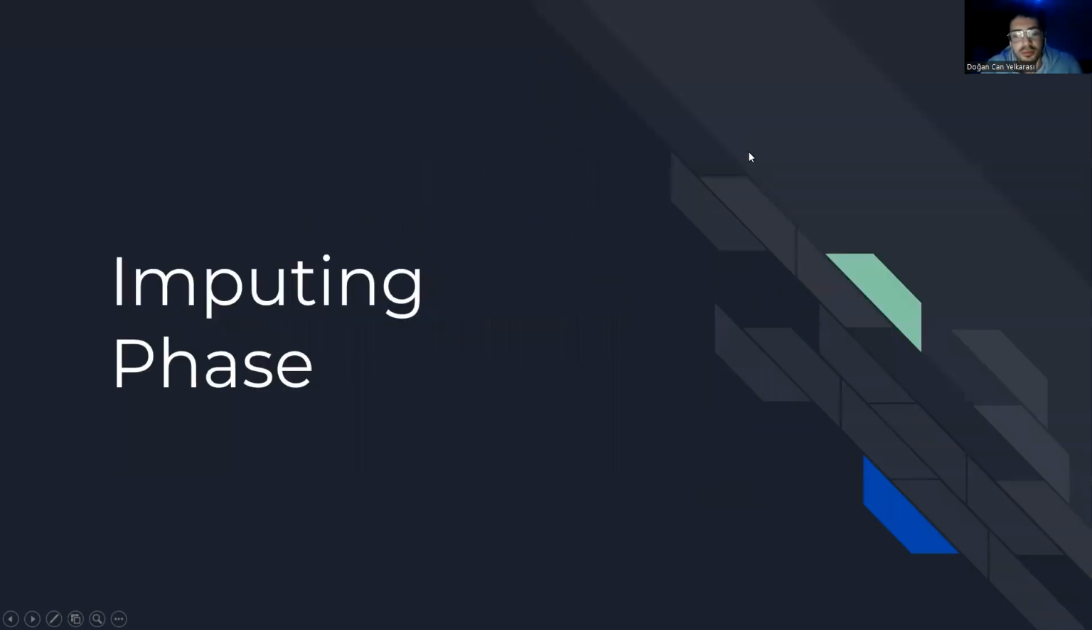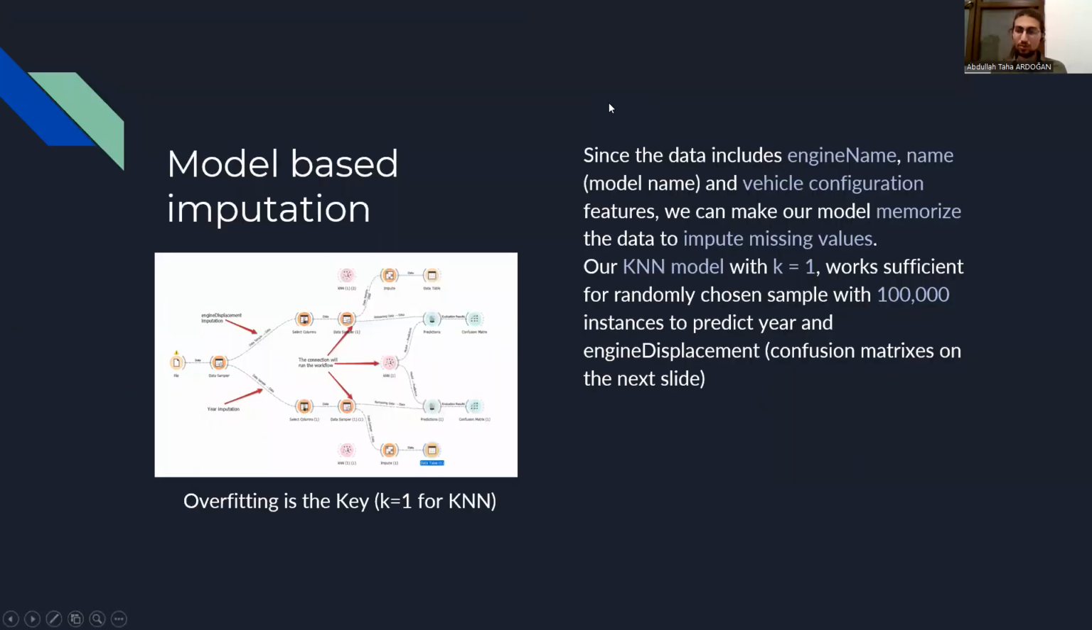Hello everyone. I'm going to present how we impute the data sets. Actually, we have not imputed yet because the data is too large to impute with our machines. But we tried lots of techniques to impute data, taking the average or something else. Those failed. Then we tried model-based imputation.